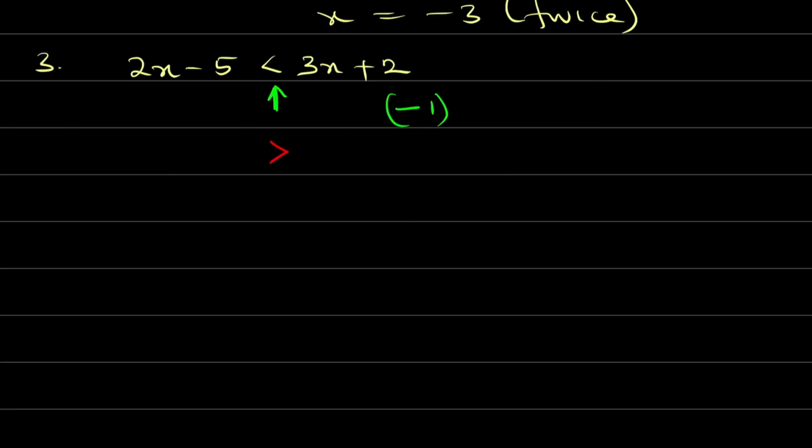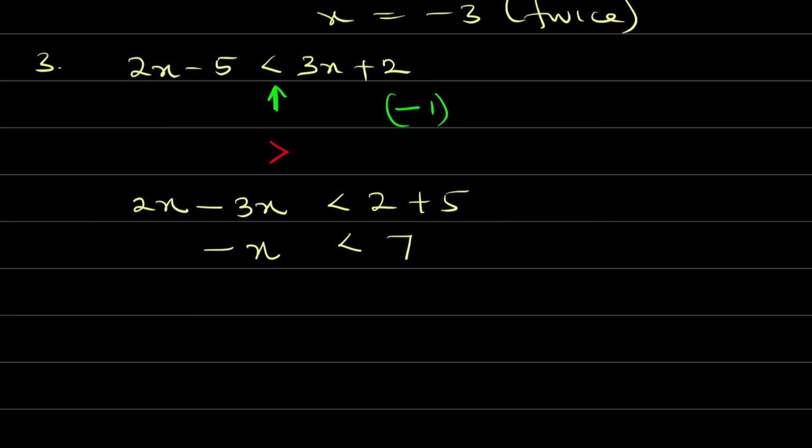So this question, like we solved the first one, we collect all like terms to the left hand side and every term without the unknown to the right hand side. So we have 2x minus 3x is less than 2 plus 5. This will give us negative x is less than 7.